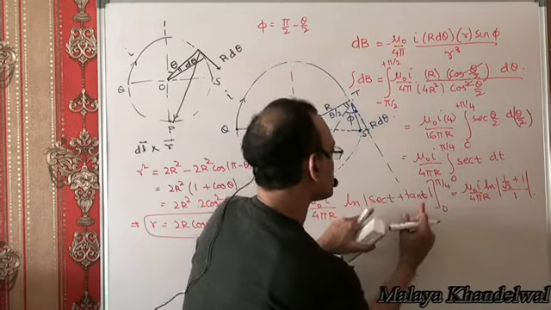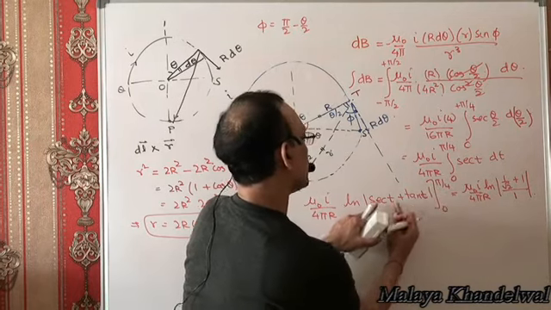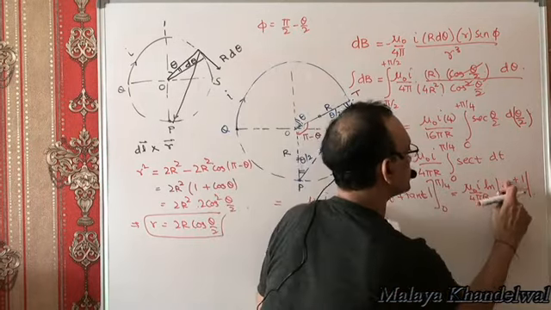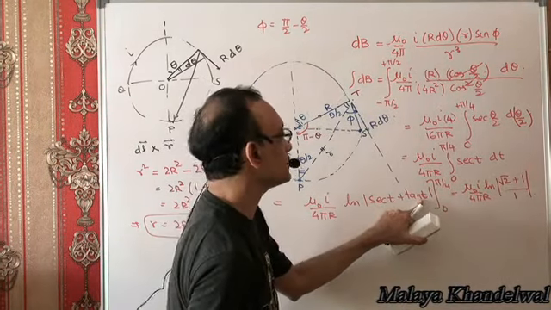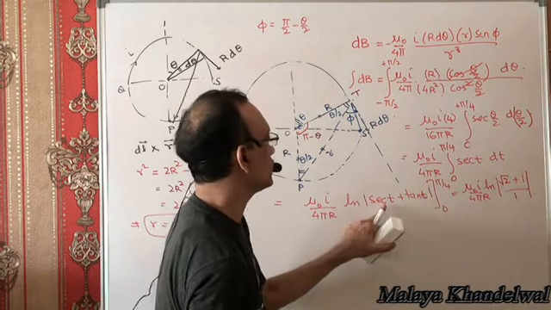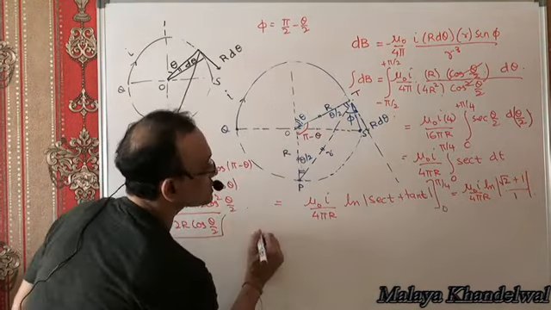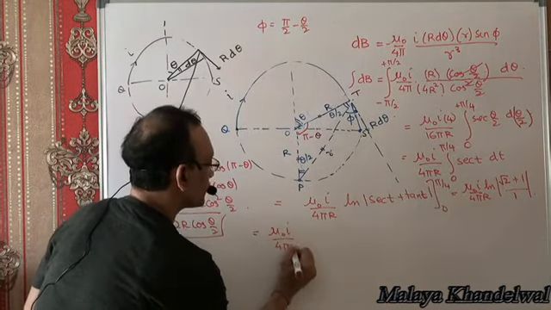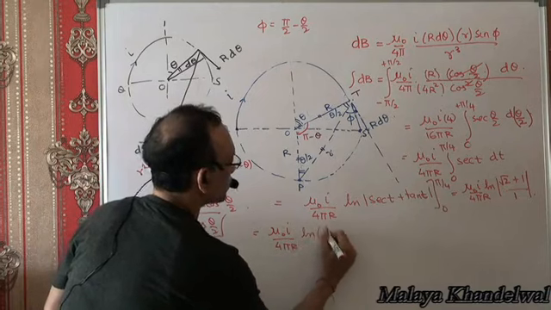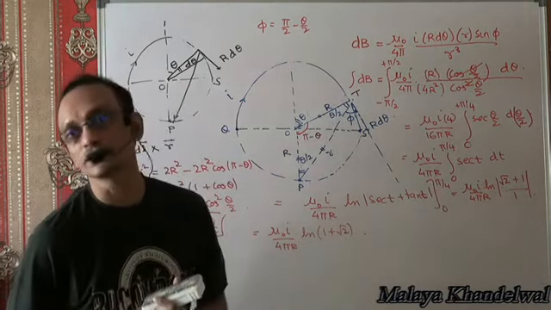Sorry, at t equal to π by 4, sec π by 4 is root 2, plus 1, and then at t equal to 0, it'll be 1 plus 0, right? So this is what becomes of it. So this is like μ₀ I by 4π R log(1 plus root 2). That's the magnetic field at the point P and going into the plane of the board.